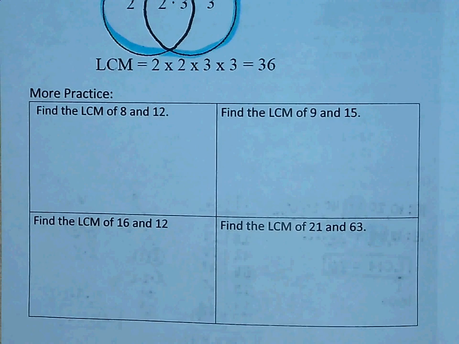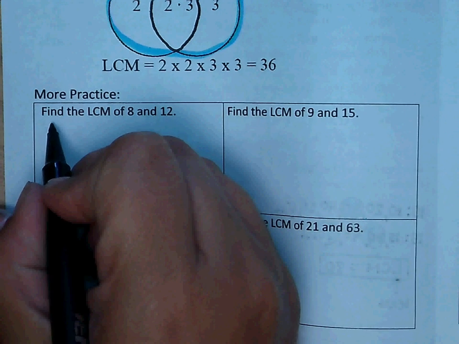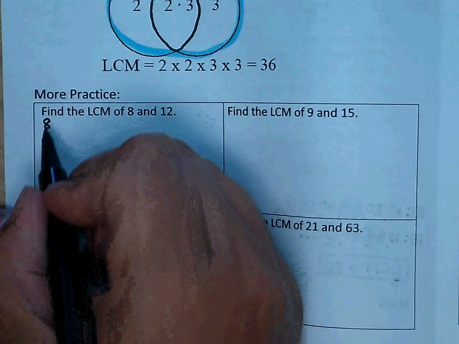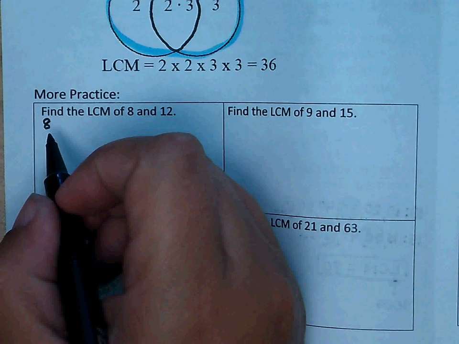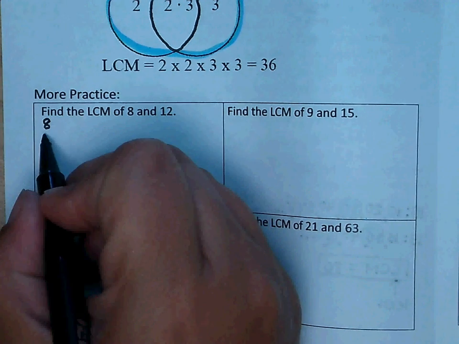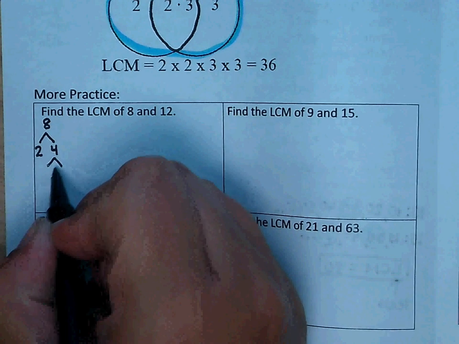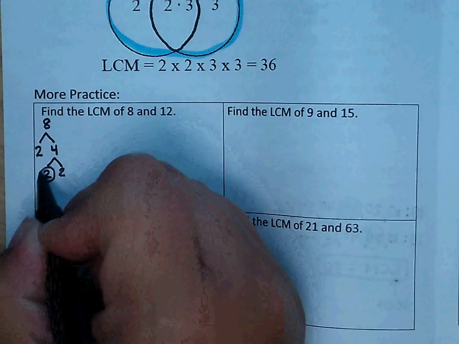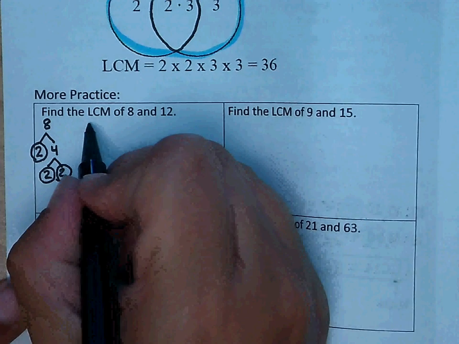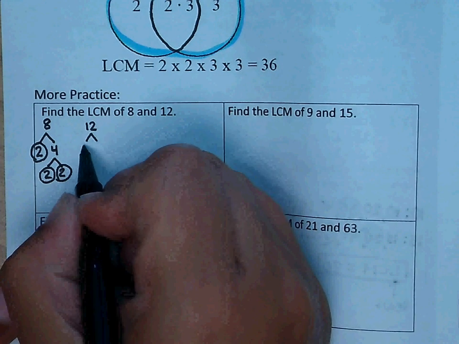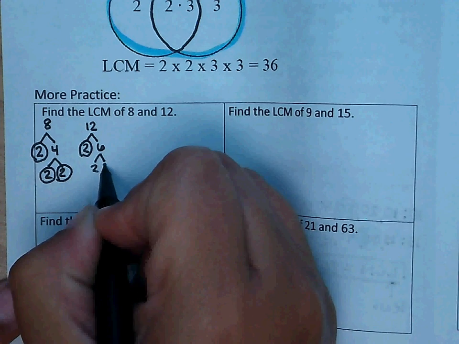So let's practice with these two numbers. So I'm going to do a prime factorization of 8. I'm going to do it kind of small. So 2 and 4, and that gives me 2 and 2. So let's circle our primes. And let's do 12. So 2 and 6. That's 2 and 3.